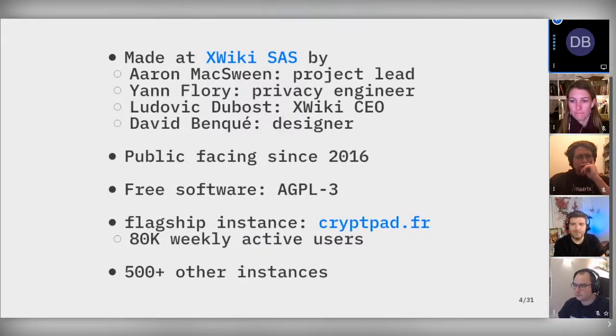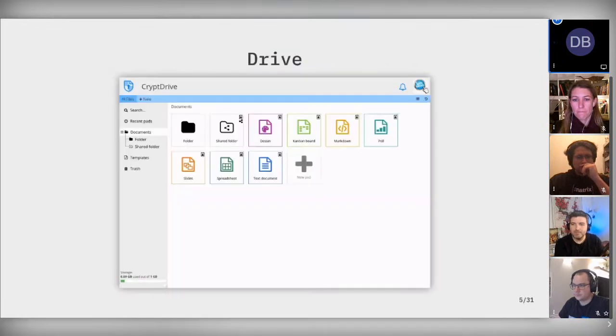The project is public-facing since 2016. It is fully free software on the AGPL3. We have a flagship instance, which is at CryptPad.fr, and that has about 80,000 weekly active users at the moment. And there are about over 500 other instances out there that we know of. We don't know of all of them, so yeah, there might be more.